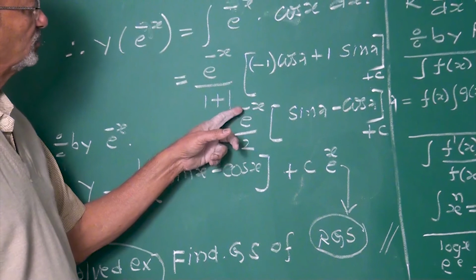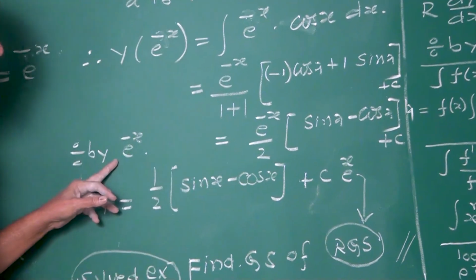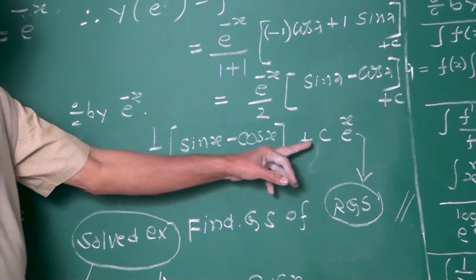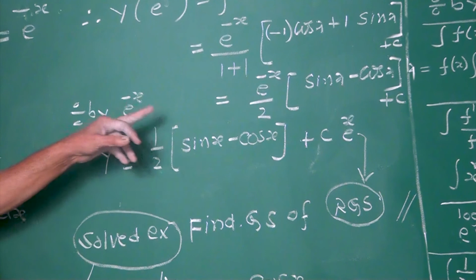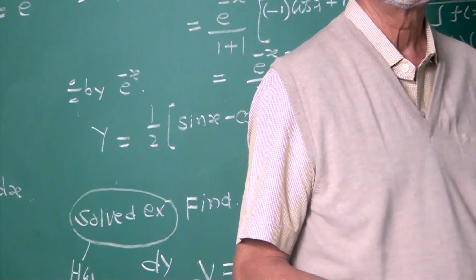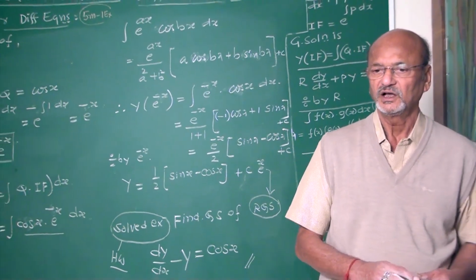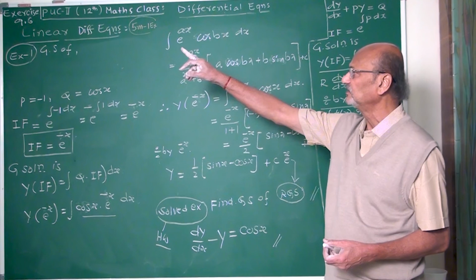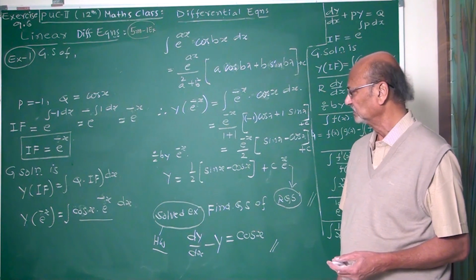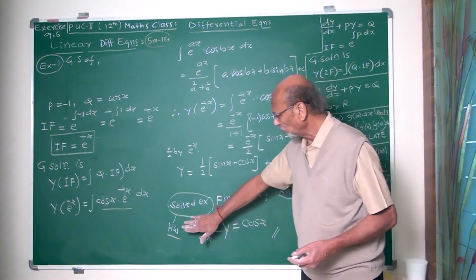Therefore, e to the power minus x upon 1 plus 1, into sin x minus cos x, plus c. Divide. This cancelled. It is sin x minus cos x upon 2, plus c into e to the power x; if we lift this to the numerator, minus becomes plus. This is the required general solution. Yes, friends, these are all examples from your exercise 9.6. Even one or two examples are included from the miscellaneous exercise, and I have included examples from all the textbook solved examples.